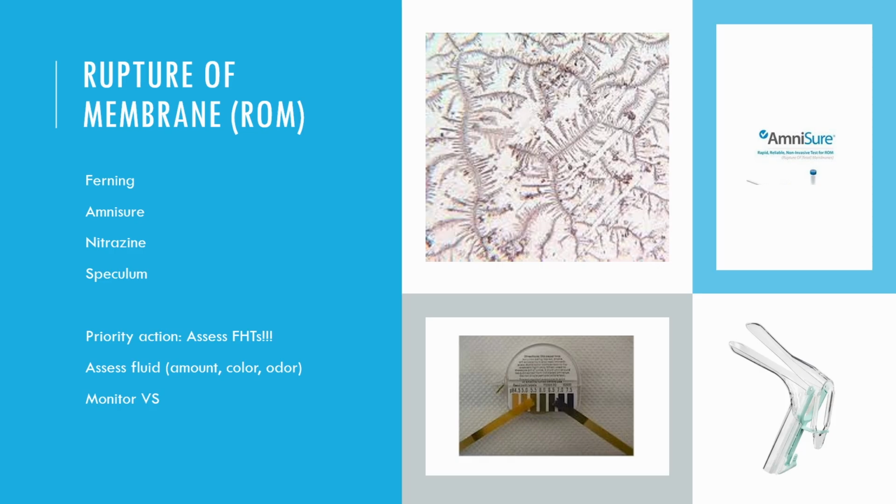And if it's vaginal secretions, semen or anything like that, it will turn yellow, acidic. You can also just use a speculum and look to see if you see any fluid coming out of the cervix itself. So there are 4 different ways we can test. We want to know, but remember that our priority is to look at our heart tones first.